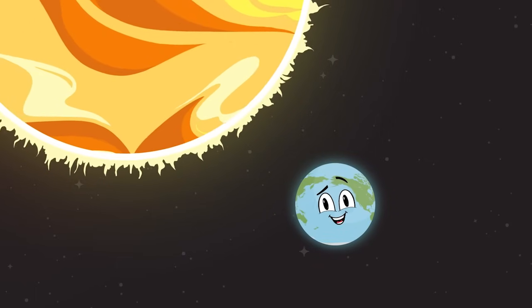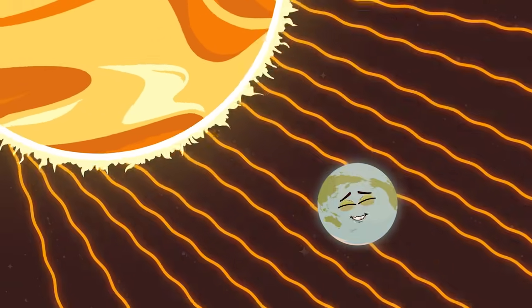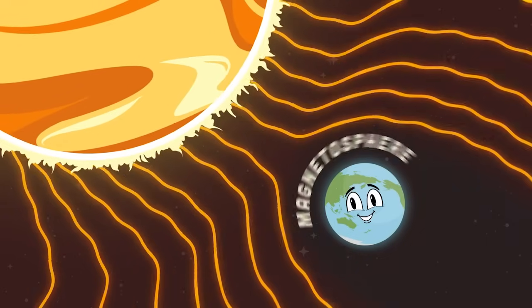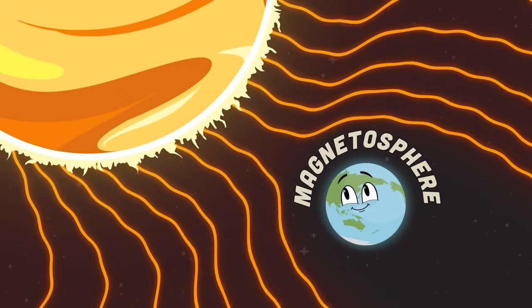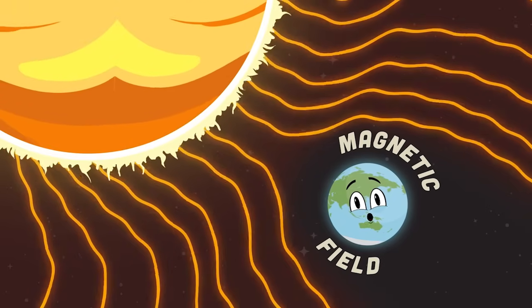How is Earth habitable? Why can life thrive on it? While the sun's plasma blasts towards us, what's protecting it? We're protected by Earth's magnetosphere, also called Earth's magnetic field. Let's learn more right here.